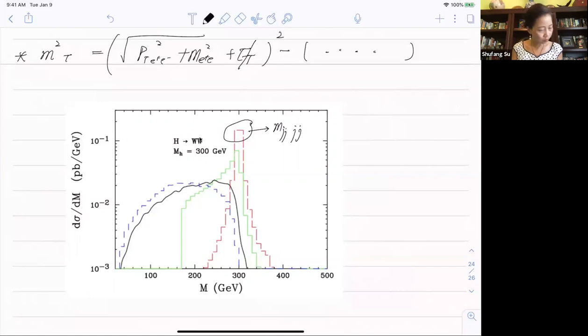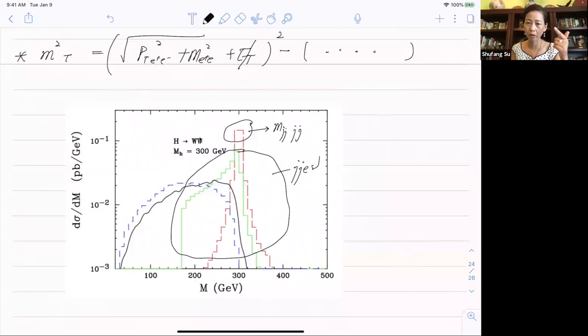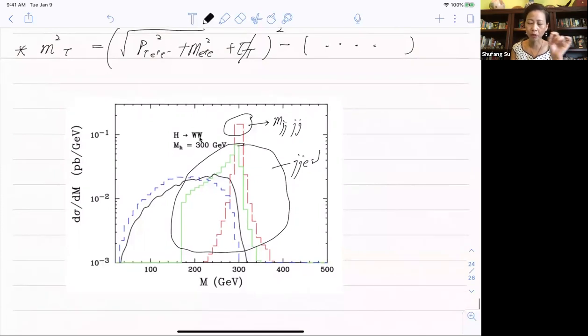So this guy is the usual MJJ. And then the green one is when I have the JJ e nu final state. So I only have one missing particle, but I have multiple final-state particles. And I think this one uses the WW transverse mass, where I group the two W's together. You can still see the green one: even though it's not as nice as a Gaussian peak, it still has an edge, which sits near where the Higgs mass is.